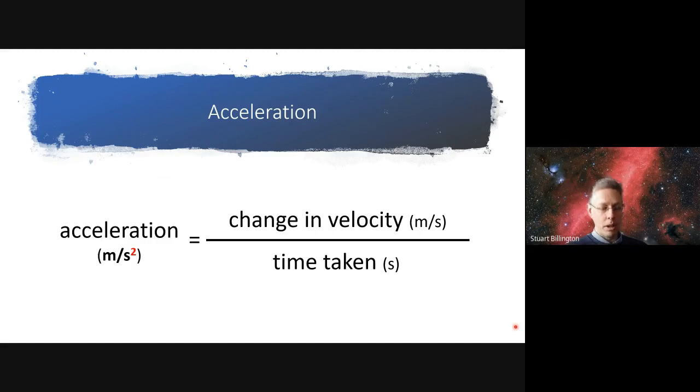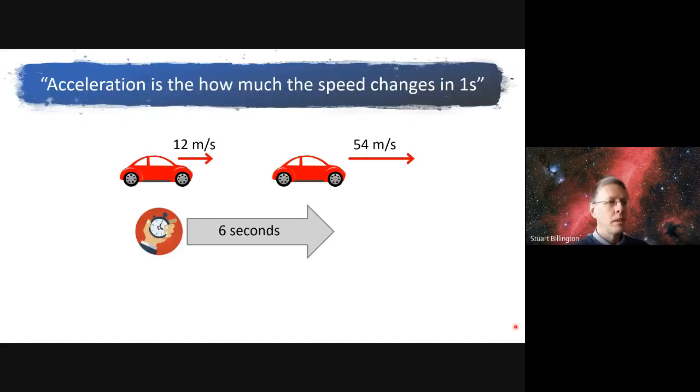So here's an example of that in action. So here's a car. It's traveling at 12 meters per second. And then a little bit later, it's traveling at 54 meters per second. And that took 6 seconds. Could you please, on spiral, tell me what you think the acceleration is and make sure you get the units on. Don't worry about making the little 2 go up in the air, just write S2. Okay, so what do you think the acceleration is with a unit, please?